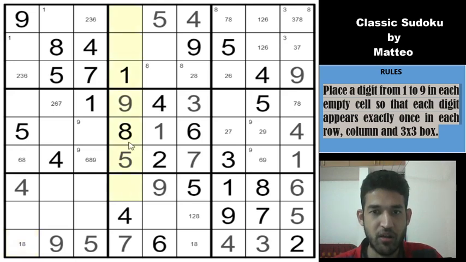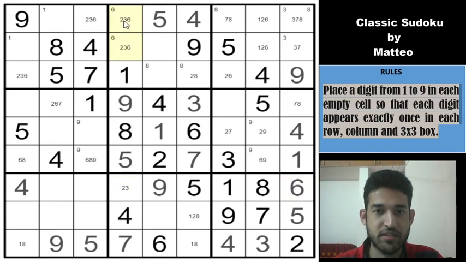Okay, let me look at column 6. 1, 5, 8, 9, 4 and 7. So remaining digits are 2, 3, 6. And you have a 6 in row 7. So this is not a 6. This is 2 or 3. And that gives us 6 here. So it may be helpful to corner pencil mark 6 in these two cells.